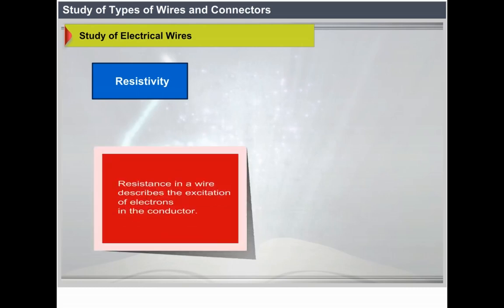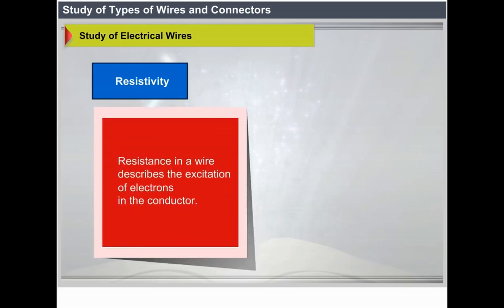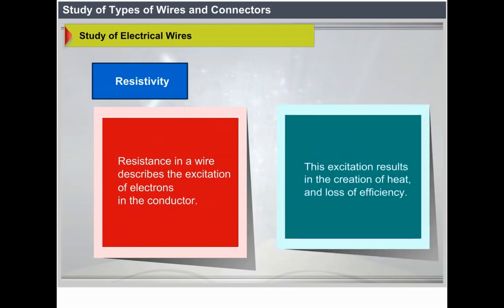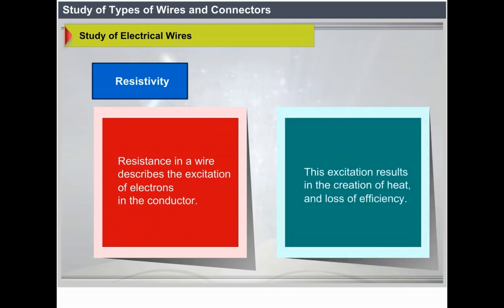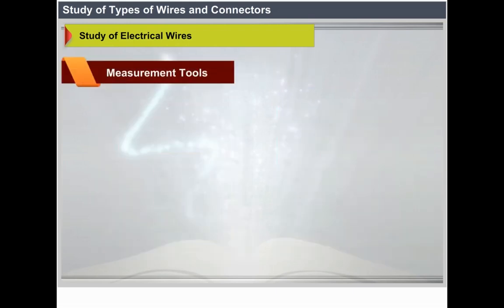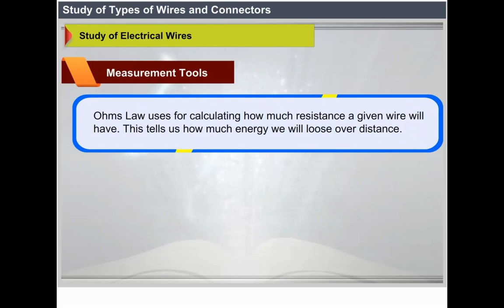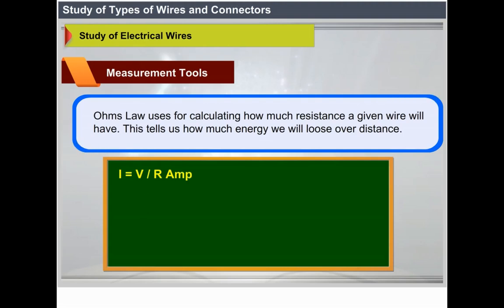Resistivity. Resistance in a wire describes the excitation of electrons in the conductor. The excitation results in the creation of heat and loss of efficiency. Measurement tools. Ohm's law is used to calculate how much resistance a given wire will have. This tells us how much energy we will lose over distance. I is equal to V by R amps. I is equal to volts divided by resistance.